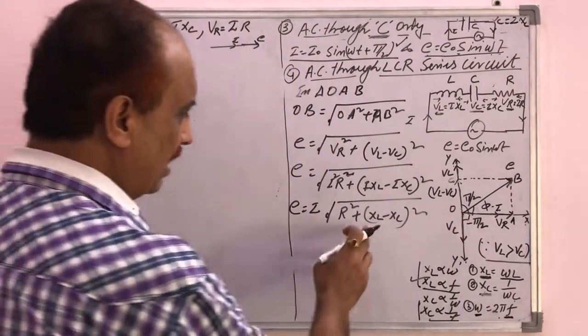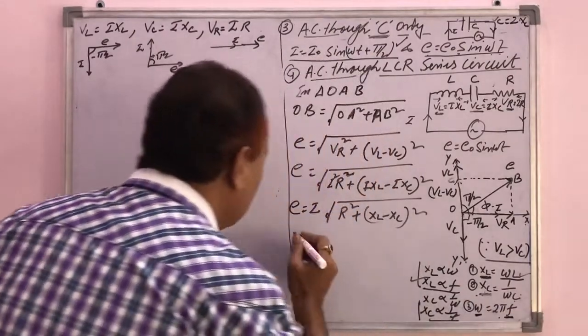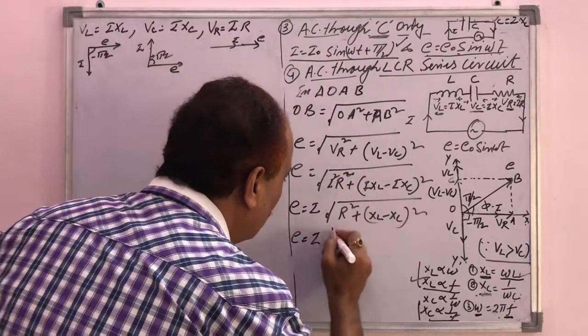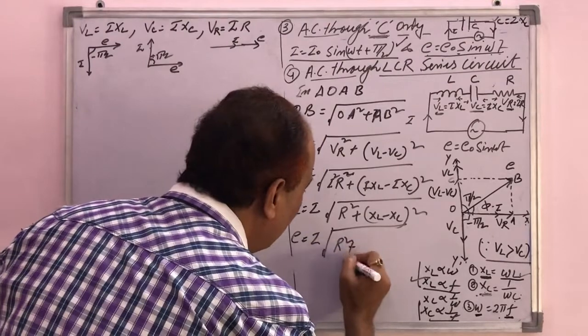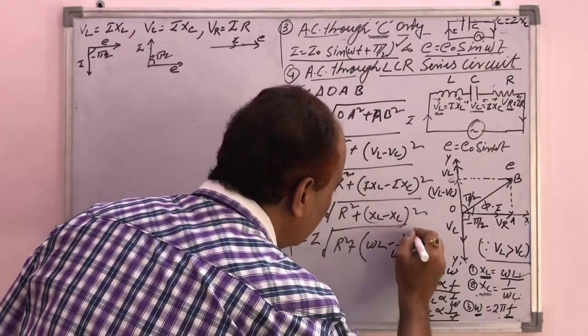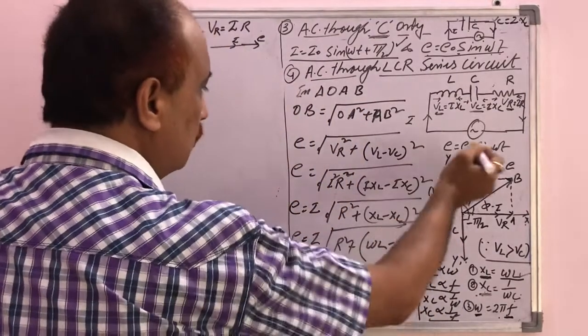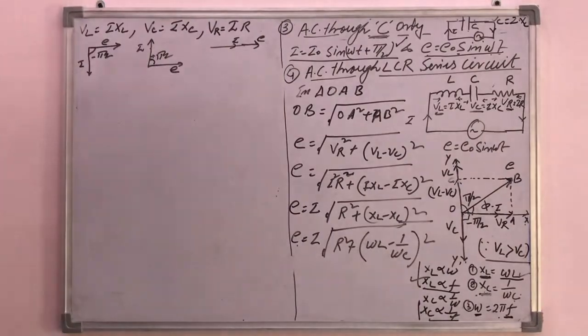Now put the values of XL and XC. XL equal to omega L and XC equal to 1 upon omega C. So E will be equal to I into square root of R square plus, in the bracket, (omega L minus 1 upon omega C) whole square. So this is the EMF produced, the resultant EMF produced in the LCR series circuit.